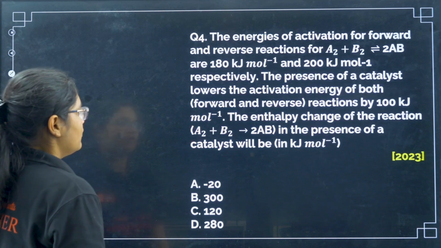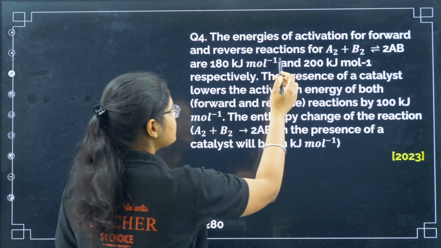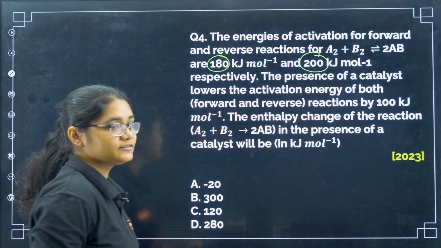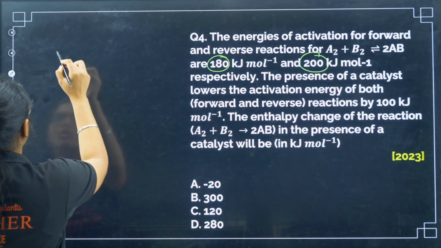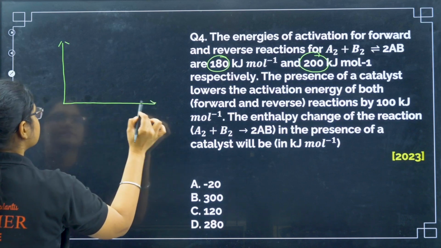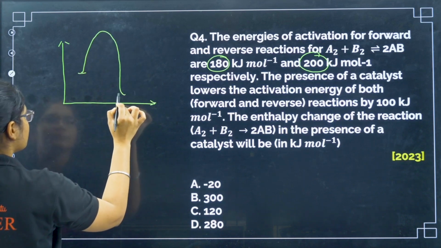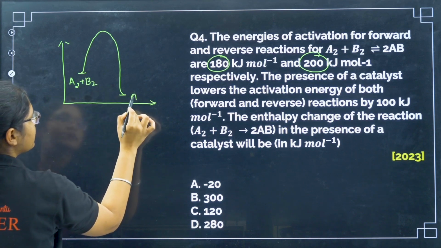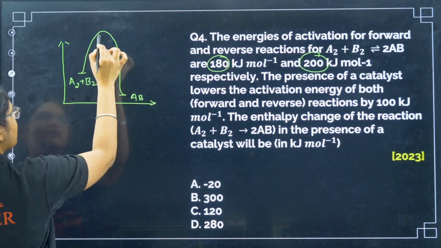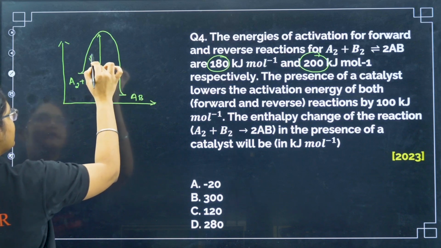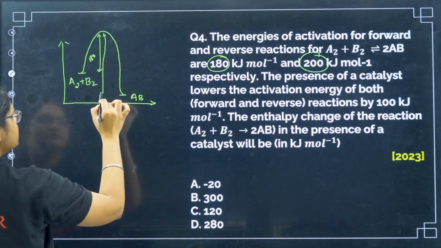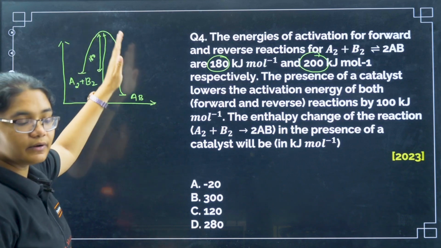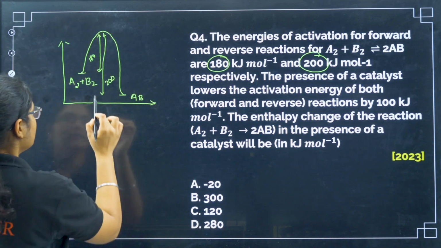Now you can see that for the forward reaction the activation energy is 180, and for the backward reaction it is 200. So obviously the graph has to be like this. This is A2 plus B2 and this is AB. Now you see this graph, activation energy for this one is 180 and the activation energy for this one is 200. The backward reaction activation energy is 200, forward reaction activation energy is 180, right?